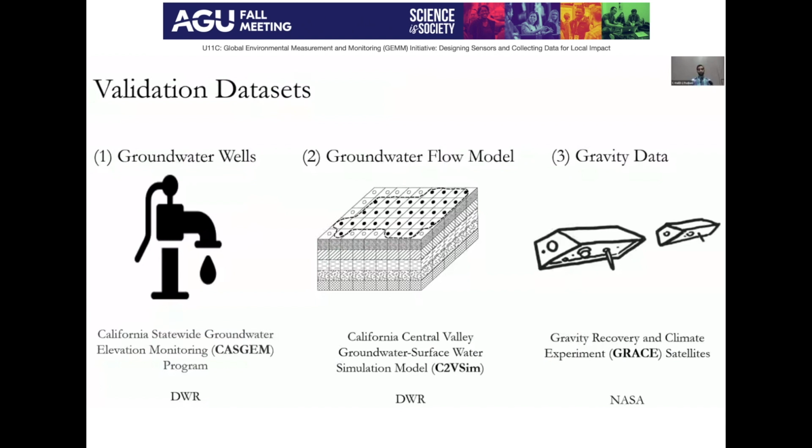They're mostly efforts from the government. The Department of Water Resources manages thousands of wells. They also produce a groundwater flow model known as C2VSim, which is really useful, but due to the complexities that I described before, it's only available until 2015. And lastly, we will use the gravity data provided by GRACE to validate our estimates.